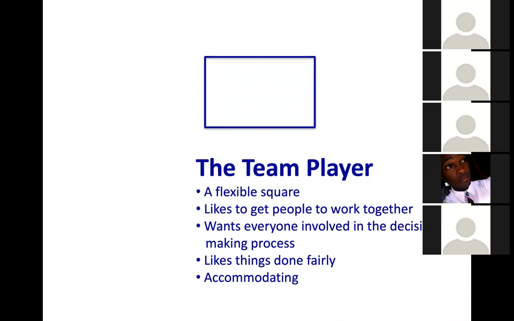Because they're super easy to get along with. They're team players. They're flexible. They like people to work together. They want everyone involved in the decision. They like things done fairly. They're accommodating. They hate contention. They want peace. They're a flexible square, okay? I wish I was a rectangle.